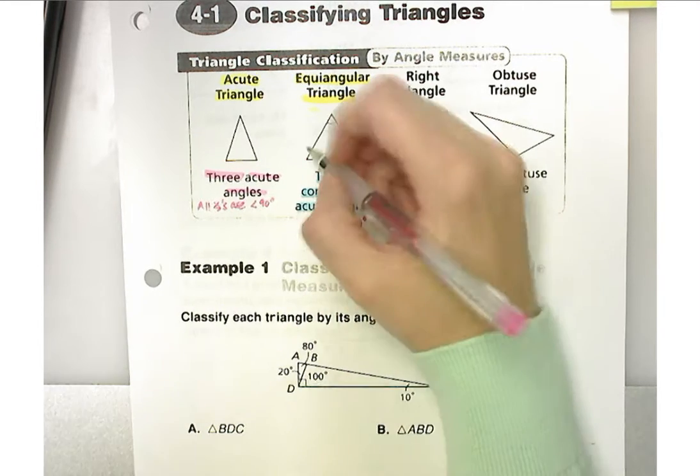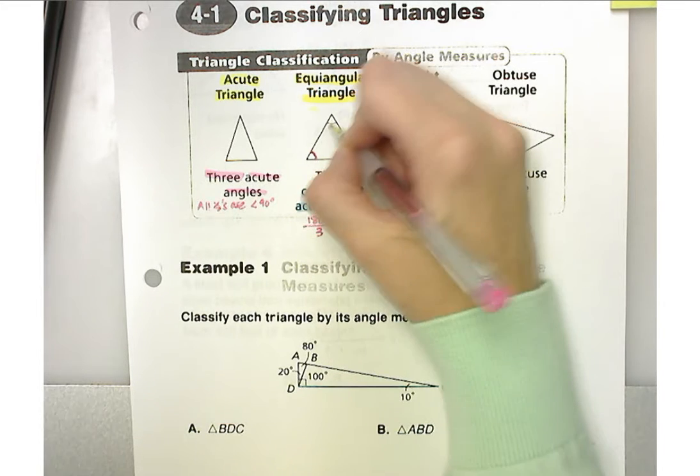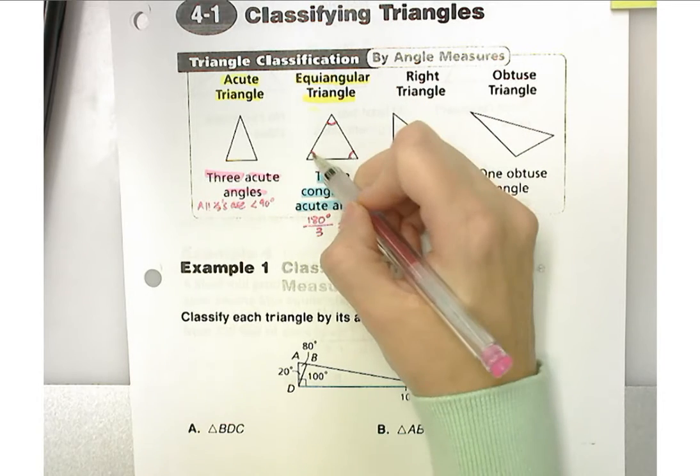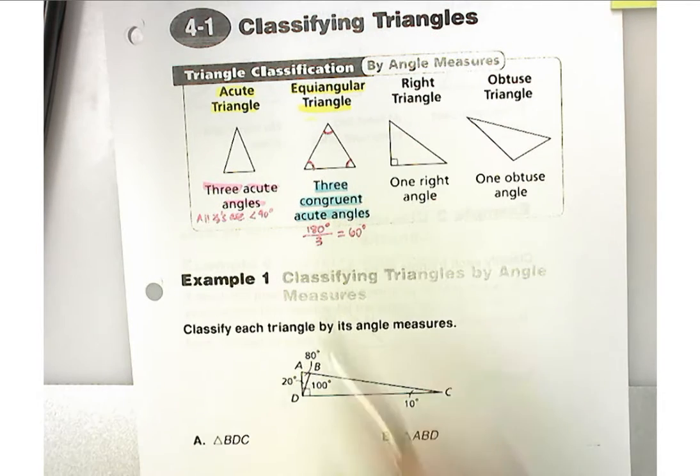Another way you'll see them marked in the diagram is with this. Okay, so this is like 1 slash here. They each have 1 slash. They're showing you that they're congruent. Okay, so they would all be 60 degrees there.